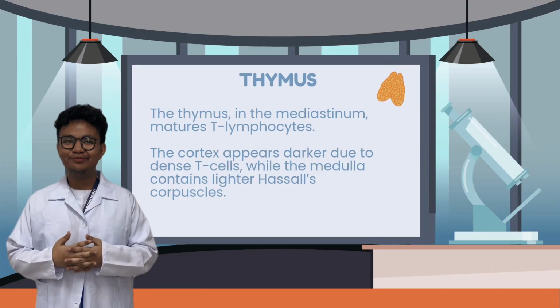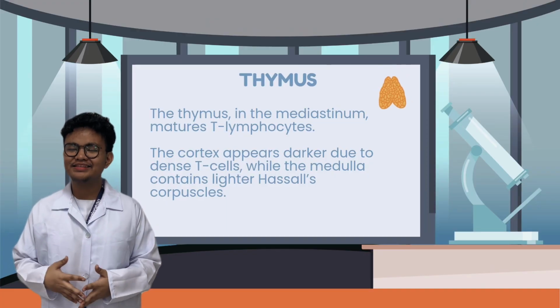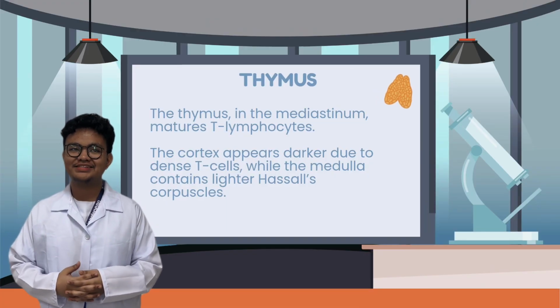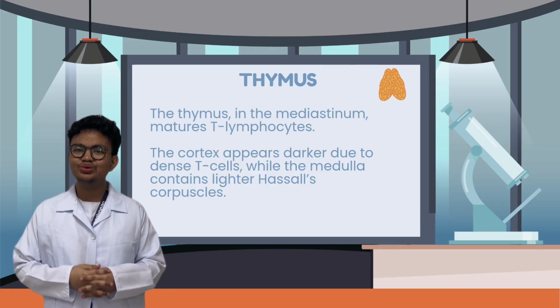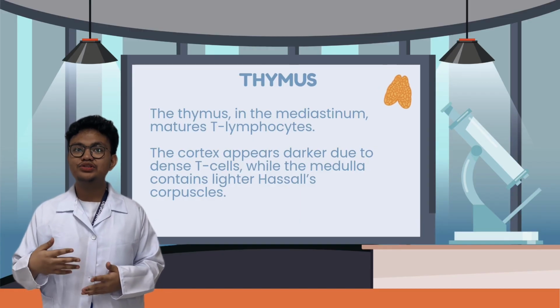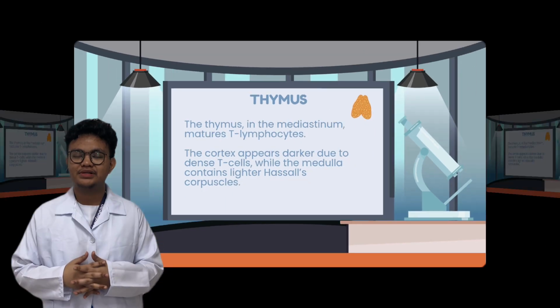Next, we move to the thymus. The thymus in the mediastinum matures T lymphocytes. The cortex appears darker due to dense T cells, while the medulla contains lighter Hassall's corpuscles.